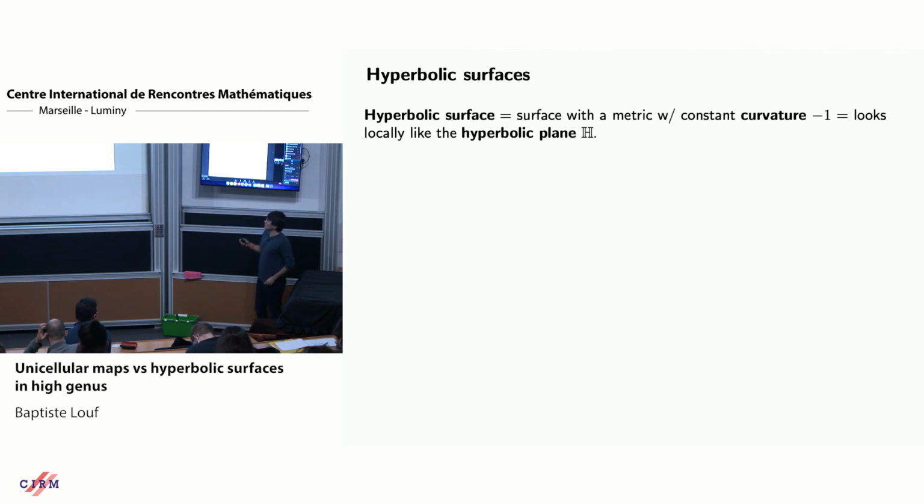So what is a hyperbolic surface? A hyperbolic surface is just a surface that is equipped with a continuous metric at each point, such that this metric gives a curvature which is constant -1. So at each point the curvature is -1. In other terms, it means that it looks locally like the hyperbolic plane. All right.